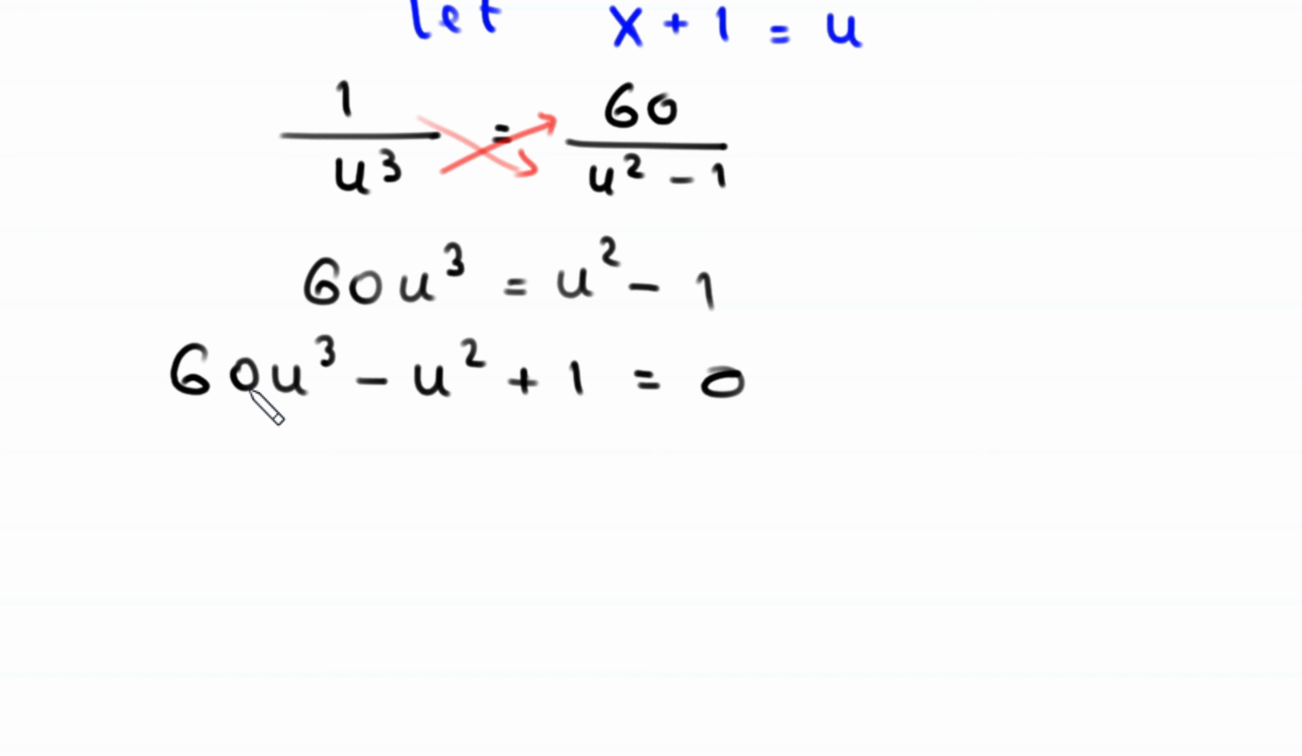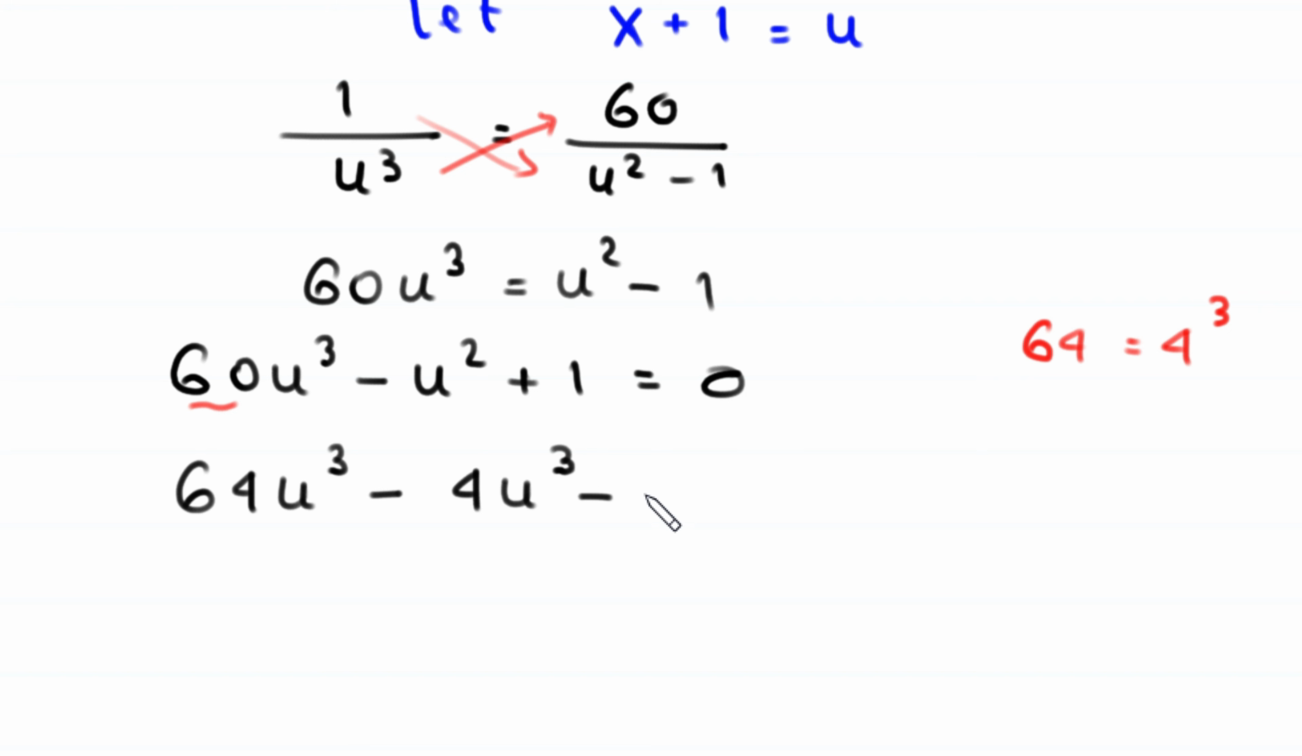Now in this cubic equation, the nearest cubed number to this 60 is 64, that is equal to 4 cubed. So we rewrite this 60u cubed as 64u cubed minus 4u cubed. This negative u squared plus 1 remains the same, negative u squared plus 1 equal to 0. Since 1 is the same as 1 cubed, we group these two numbers.